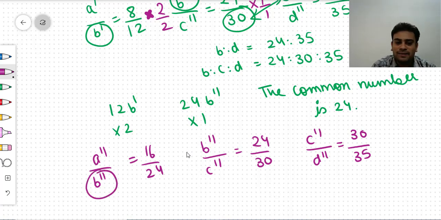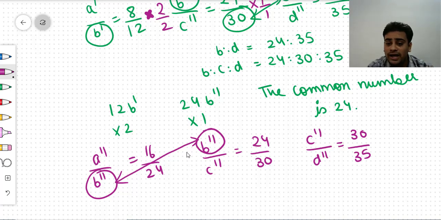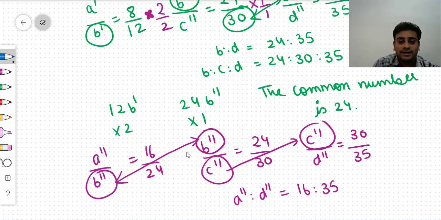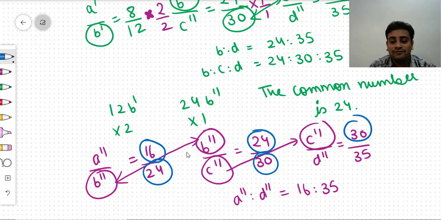Clear? Now you can see that the second quantity in the first ratio is equal to the first quantity of the second ratio, right? And again you can see that the second quantity in the second ratio is equal to the first quantity in the third ratio. So all these values are equal. So now we can note that A double dash is to D double dash is equal to 16 upon 35. You only have two values, one value for A and one value for D, since the one value is common in the rest of the ratios, so we can say that A is to D is 16 is to 35.